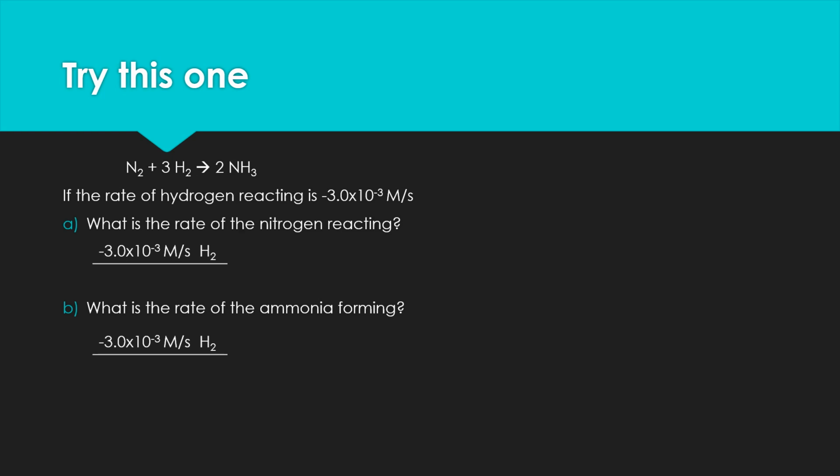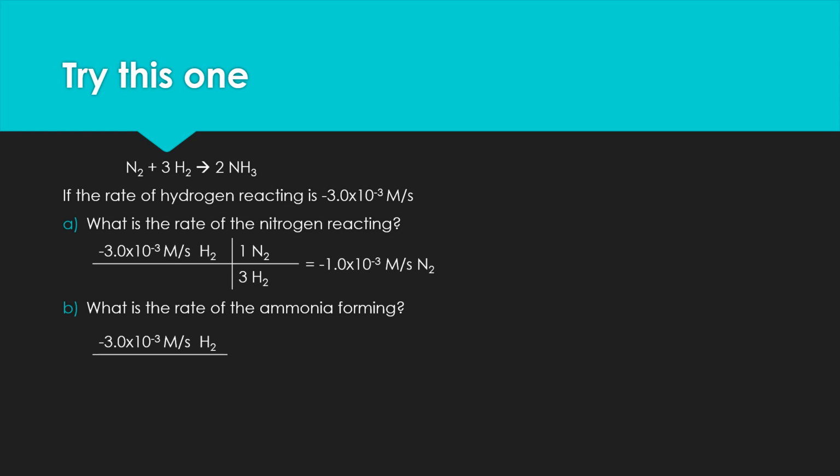So we can take our hydrogen, that's given, and essentially what we're going to do here is a mole ratio. We're changing chemicals. So we're going to set up a mole ratio changing from hydrogen to nitrogen. We use our coefficients from the balanced reaction, and that means that we're dividing by 3, so we end up with -1 times 10 to the negative 3, or negative a third molarity per second for nitrogen. So essentially nitrogen reacts at a third of the speed of hydrogen because we're only using a third of the nitrogen.